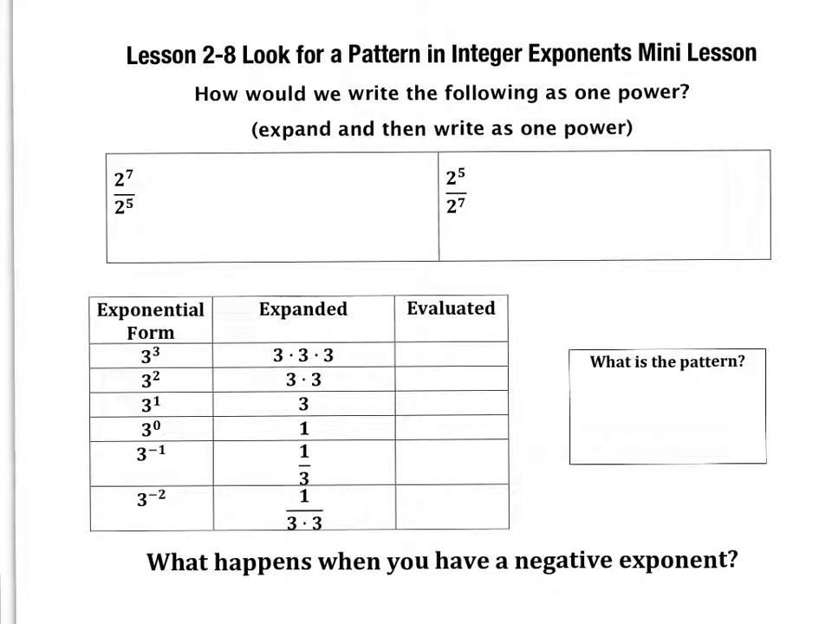Hello. Today we're going to be looking at lesson 2.8, which is looking for a pattern in integer exponents. So I want to start just by looking at what happens in the top scenarios. We have two similar problems, but reversed in a way. So first we have 2 to the 7th power over 2 to the 5th power.